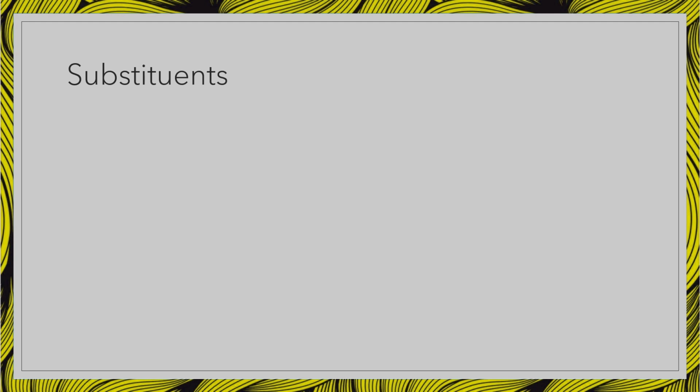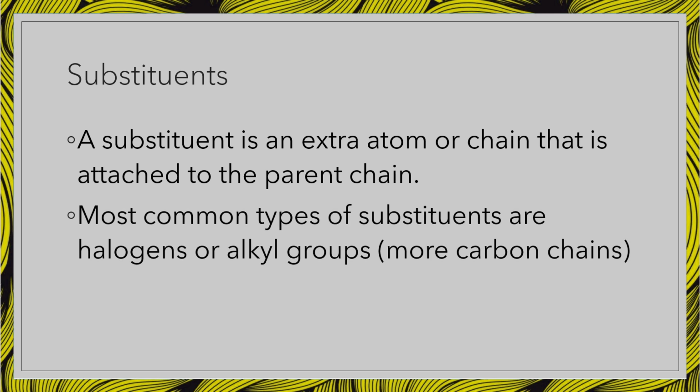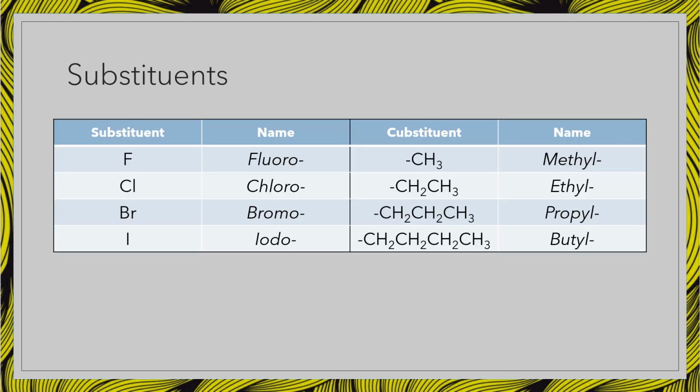Now, we need to start having a look at substituents. So these are things that we can place on the parent chain. So it's an extra atom or carbon chain that's attached to the parent chain. Most common are halogens, or what we call alkyl groups. So they're more carbon chains. So more ethyl groups, more methyl groups.